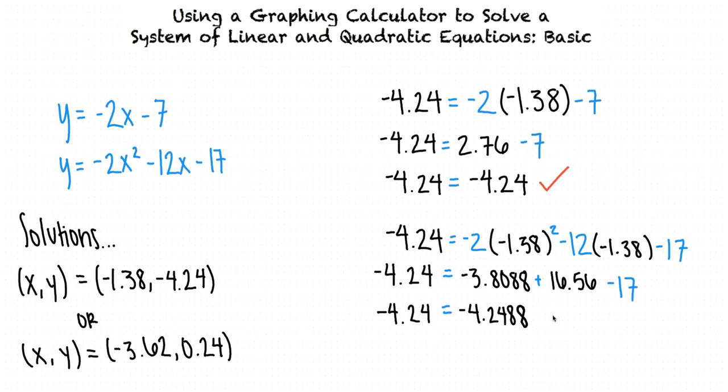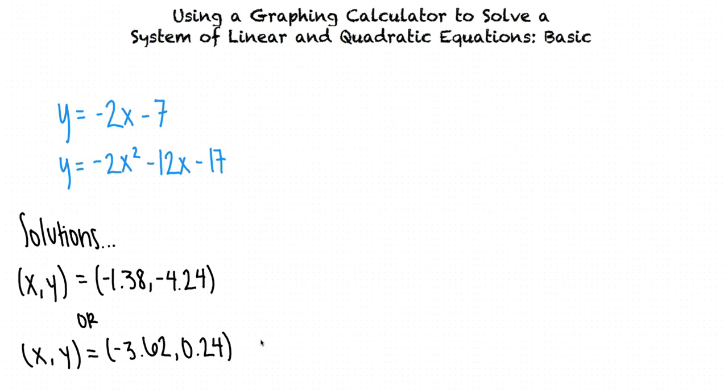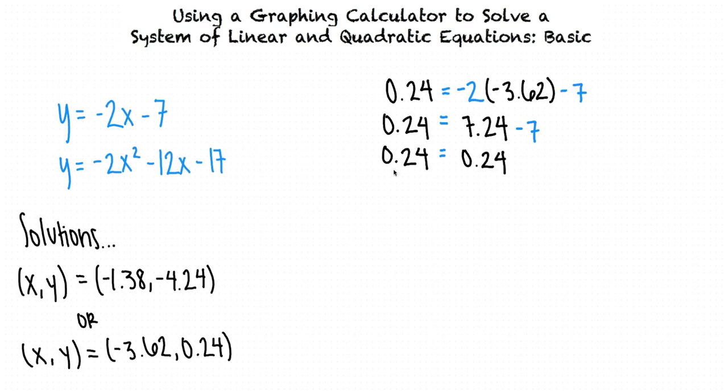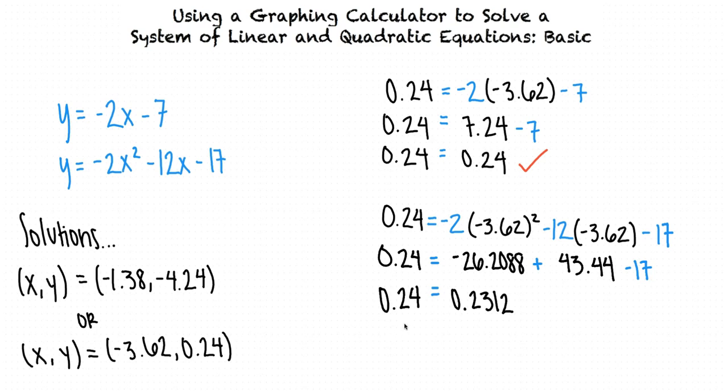We can. We can check the second point of intersection just like we checked the first. We can plug the x-coordinate of the second point, negative 3.62, in for x, and the y-coordinate of the second point, 0.24, in for y, into the first equation. When we do this, we get 0.24 equals 0.24, so we know that we have a true equation. Next, we'll plug negative 3.62 in for x and 0.24 in for y into the second equation. After simplifying the right side, we get 0.24 equals 0.2312, which is fairly close, and since we've been approximating, this discrepancy is negligible. Now that we've checked our work, we know that the two solutions we found using our calculator earlier are the right answers.